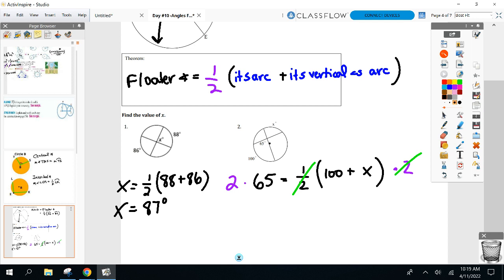So what are we looking at there? 130. So arc X equals 30 degrees. Floater angle.